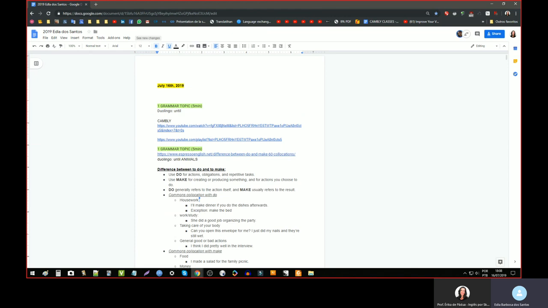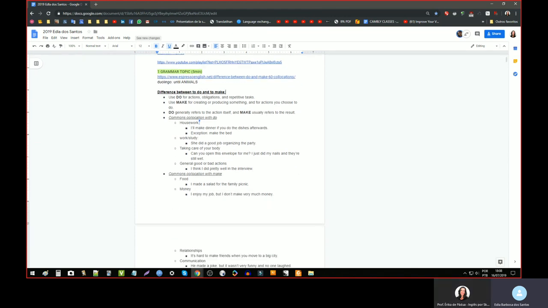the basic difference between to do and to make, for example, is we use to do for actions, obligations, the repetitive tasks. And to make, the building or producing or creating something. And the action that you choose to do. But the more interesting for me is the definition. To do generally refers to the action itself. And to make usually refers to the result. Interesting. That's an interesting way to explain it. Do you think this is helping you to understand the difference? Yes. For me, it's easier to understand the difference when using to do or to make.